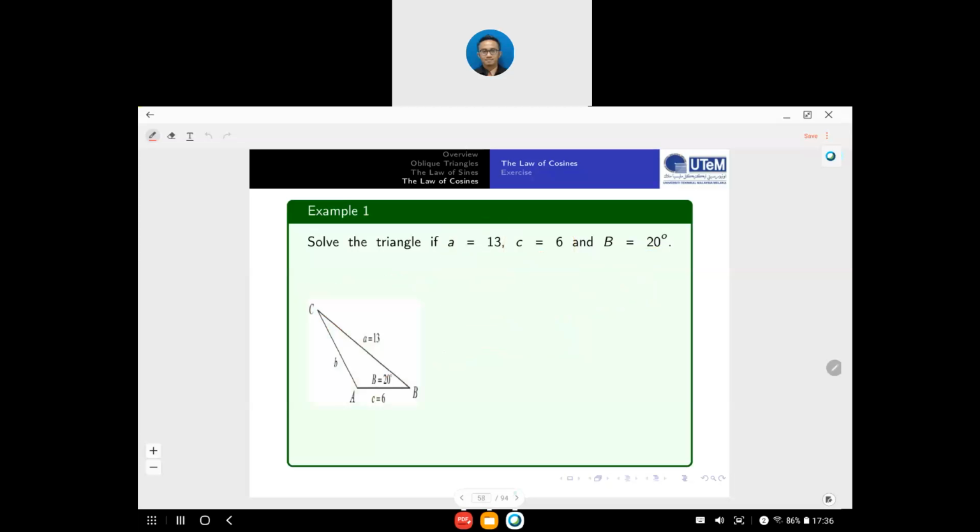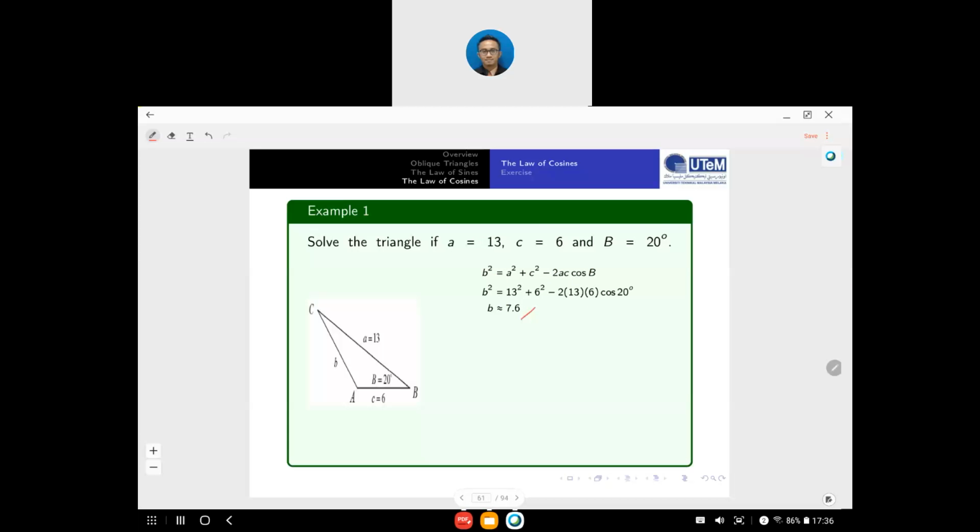Okay, with the law of cosine, we can find the value of b. Because we know that b squared equals a squared plus c squared minus 2ac cos B. Okay, because we have a, we have c, and then we have cos B. So we can substitute in this formula. So we can get b squared equals 13 squared plus 6 squared minus 2 times 13 times 6 times cos 20. So we can get b equals 7.6.